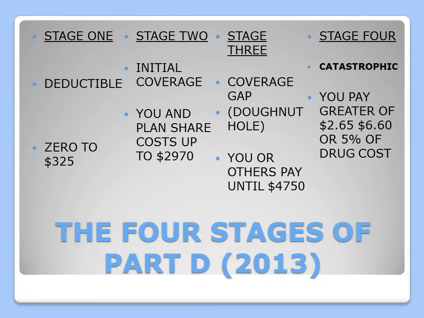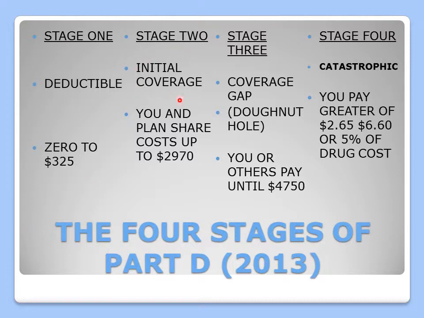Although no 2 Part D plans are exactly the same, all Part D plans have 4 stages. Stage 1 is the deductible stage. During that time period, you pay all of the costs. The plan pays none of the costs. The plan deductibles for the year 2013 range between $0 to $325.